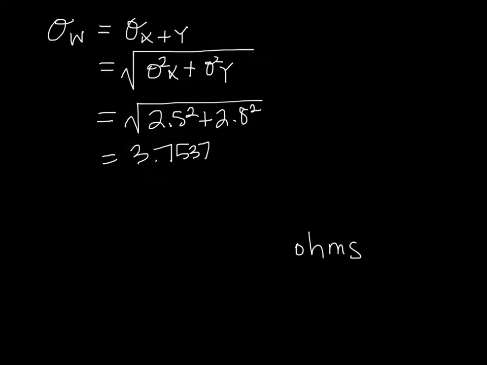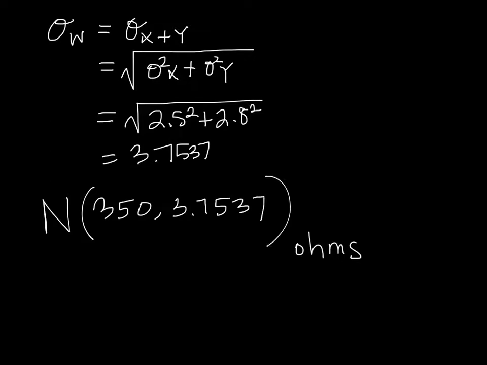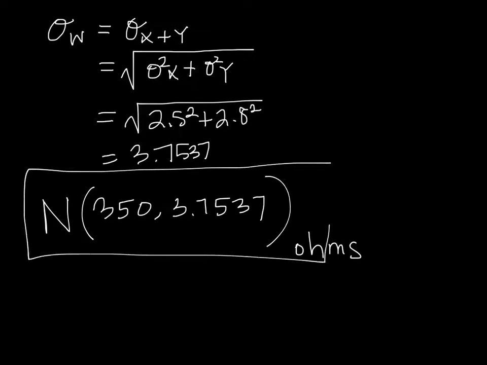There we go. So that means our final distribution will be normal because the combination of two normal random variables also follows a normal distribution. It will be normal with mean 350 and standard deviation 3.7537. And so that is our final answer for part A.